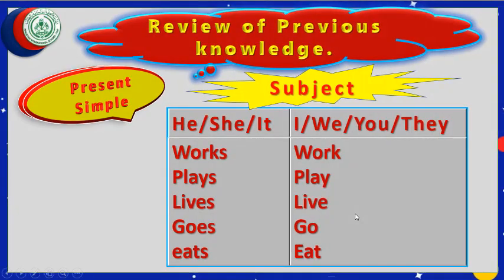Dear students, we have learned in present simple tense, if the subject is he, she, it, or singular, we use S with the first form of the verb. In the same way, if the subject is I, we, you, they, or plural, we do not use S with the first form of the verb.